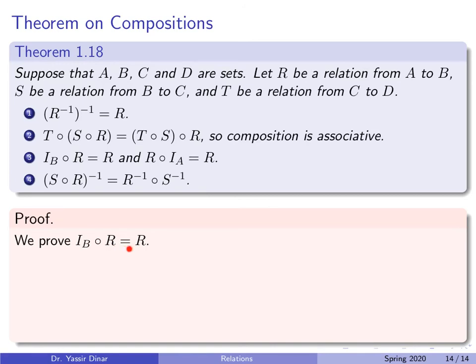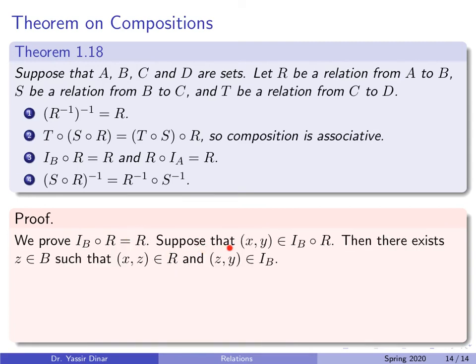To prove something about relations, we have to remember that a relation actually is just a set. So to prove that they are equal, we are supposed to prove each one of these sets is a subset of the other one. So I begin by taking a pair of elements x and y in the composition of this relation, the identity relation circle the relation R. What it means by definition is that we can find z in B such that (x, z) is in the relation R and (z, y) is in the identity relation on B.